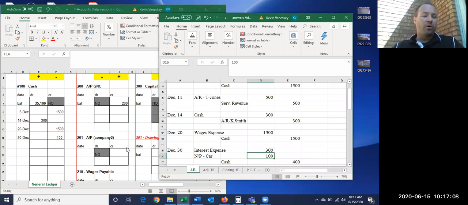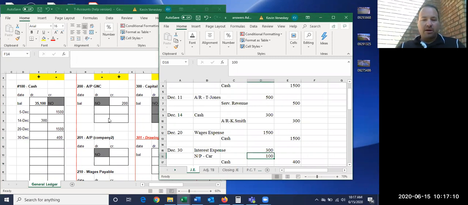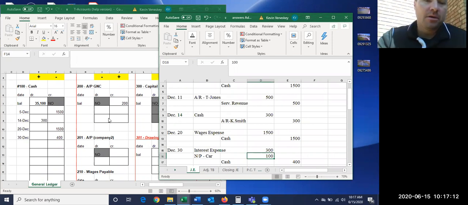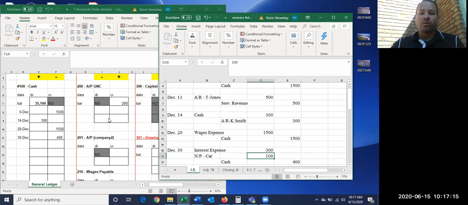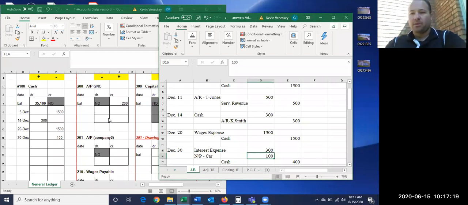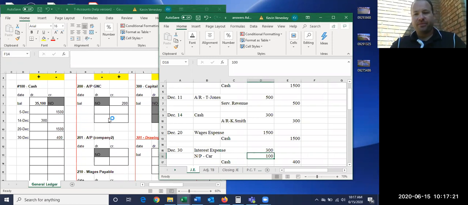Now we've got all the normal entries done. We are now ready to start the adjusting entries. So now we're at the end of the year and we need to update our books, everything that's happened that didn't really have a definite transaction.